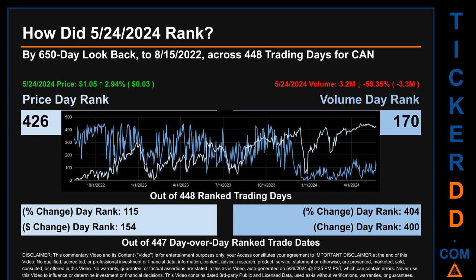The price's day-over-day percentage change, jumping 2.94% on May 24, 2024, had a day rank of 115 while its dollar difference of 3 cents had a rank of 154 when compared day over day across 447 trading days. Volume's percentage change and difference were ranked respectively at 404 and 400.